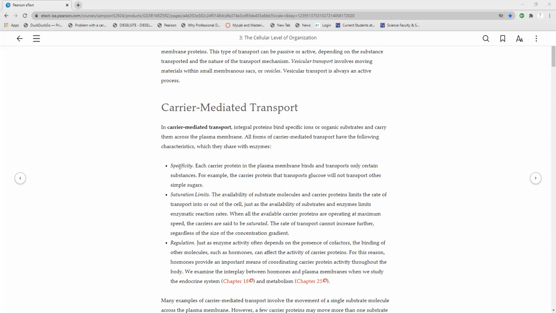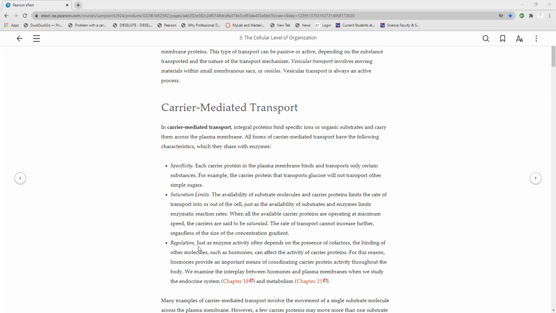Well, number one, it's very specific. It's like an enzyme. Remember, proteins, it's all about the shape. So each carrier-mediated transport system is very specific, for example, to allow glucose to enter the cell. It can only go as fast as its limits allow. In other words, it can only go as fast as there is stuff outside the cell, or as there is stuff in the plasma membrane that allows it to pass in, right? So it's what we call saturation limits.